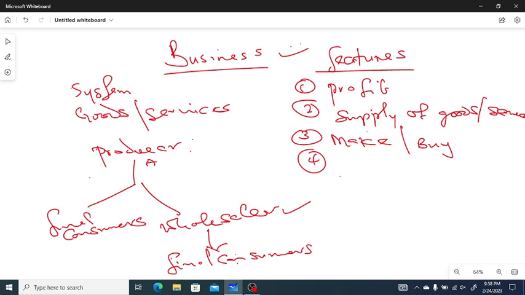Then number four, the risks. If you are into business, you have to accept the risks, and the reward for that risk is what is profit. For accepting risks, you have to get something in return. What are you going to get in return? It must be profit, because now you are into business.